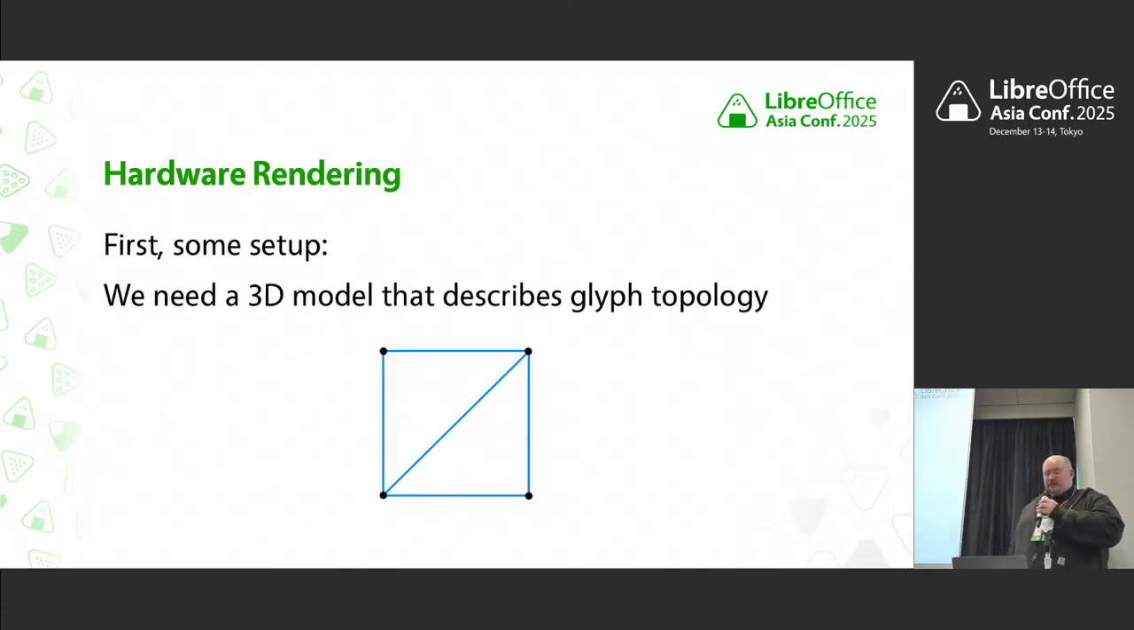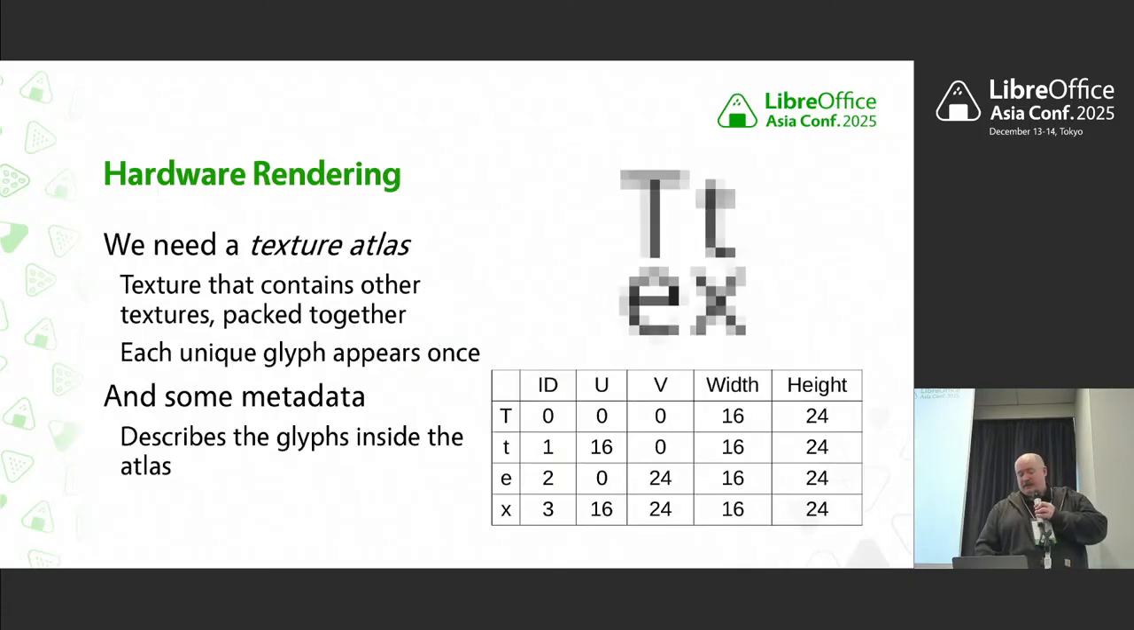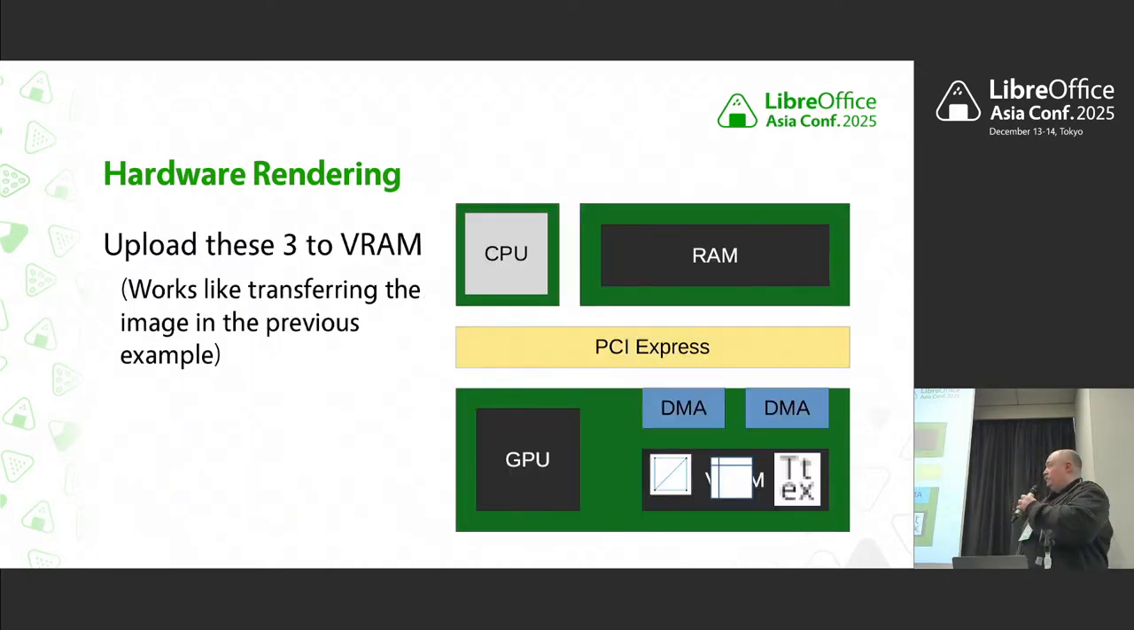And so we need to do some setup first. You need a 3D model that describes the glyph topology. So this would be a unit square. And then we need a texture atlas. This contains copies of the glyphs from our glyph cache, along with a table that describes the layout of that texture atlas. Those three pieces are uploaded to the GPU in the exact same manner that the image was transferred in the previous example.